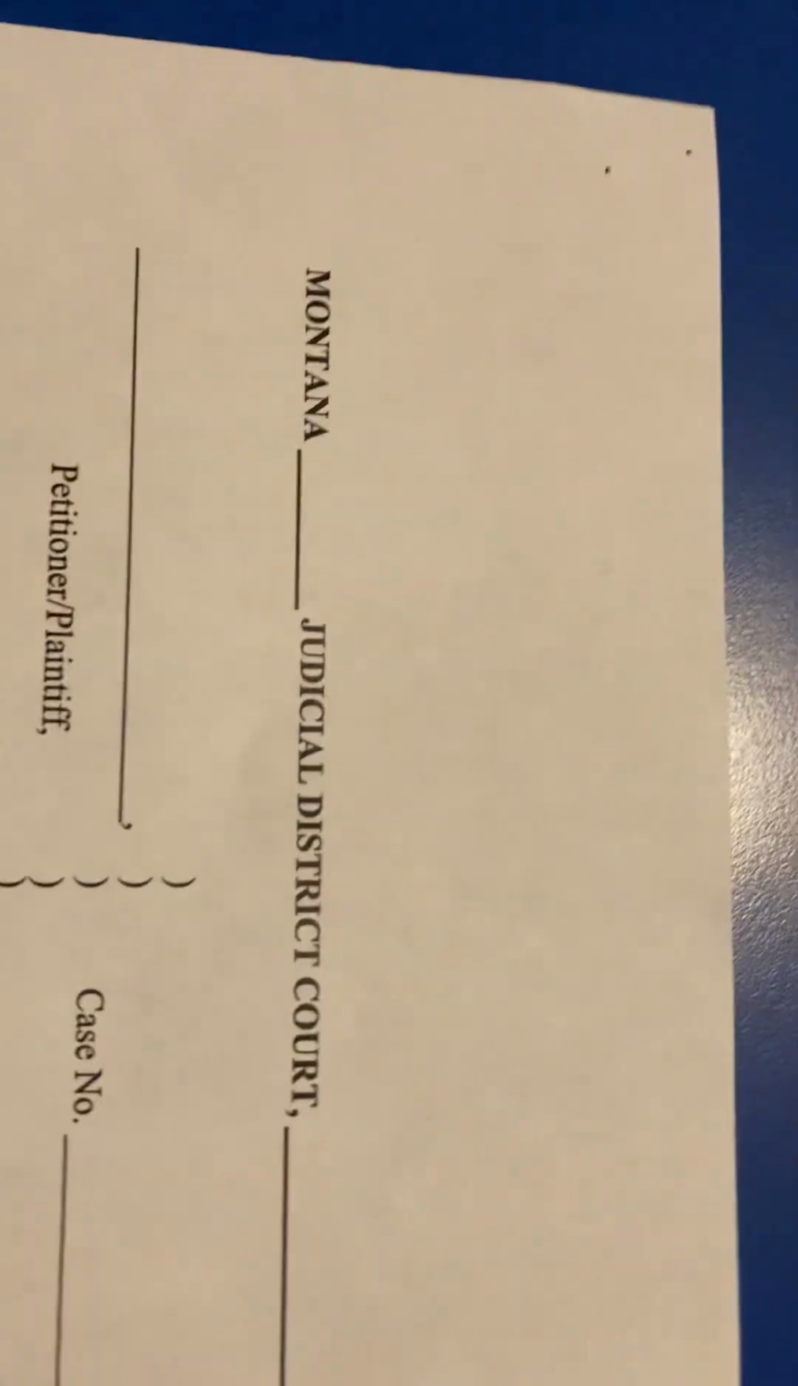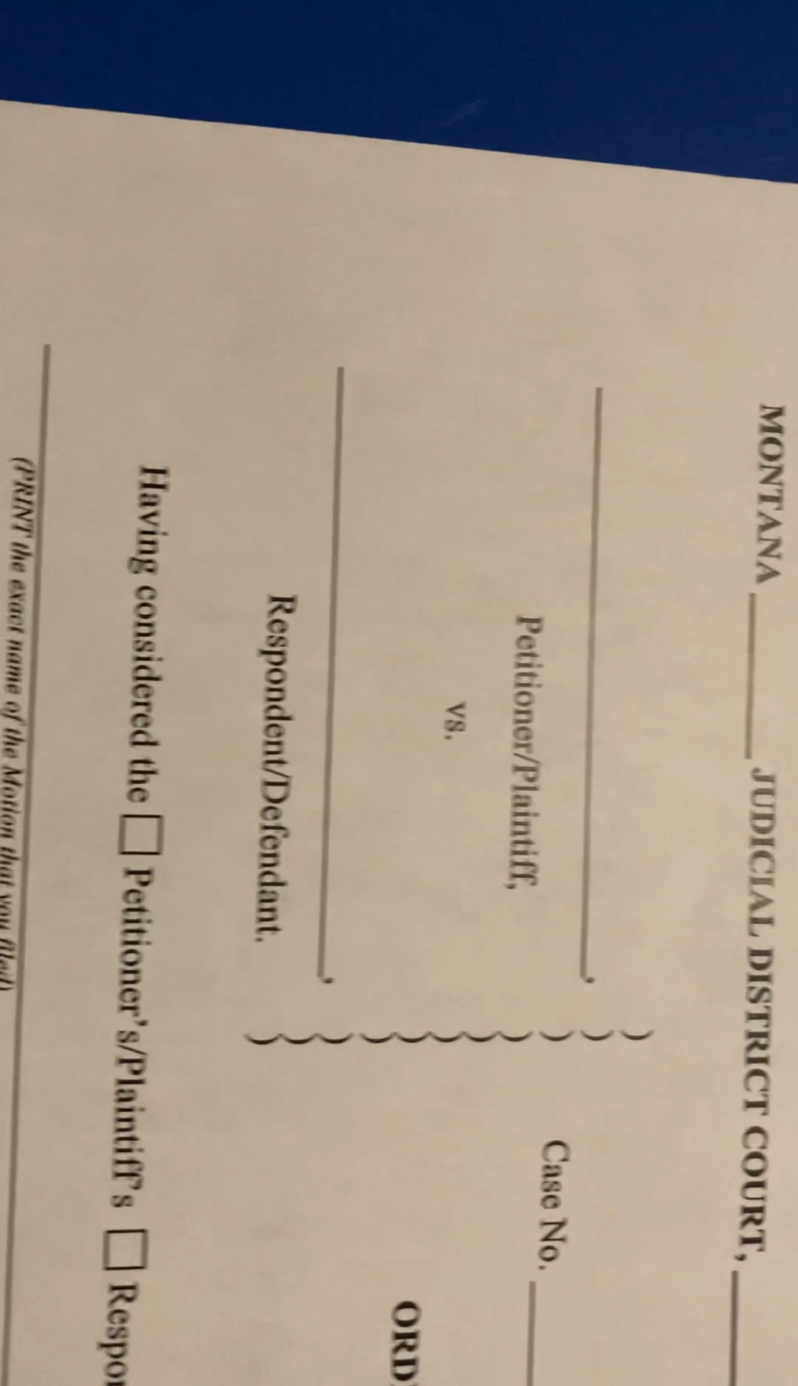Again, we have to go back up here to the number of the jurisdiction that you're in, the name of the county, case numbers, plaintiffs. This is pretty much an order form. That is basically the sister form to the motion, and you need to file them both in order for the courts to do anything about it.